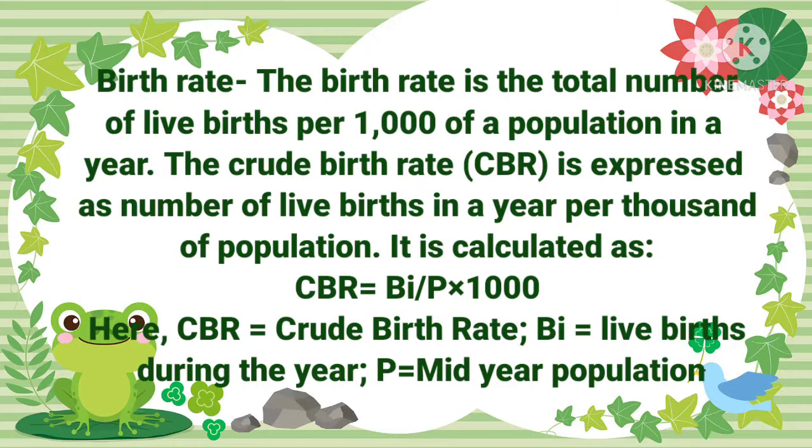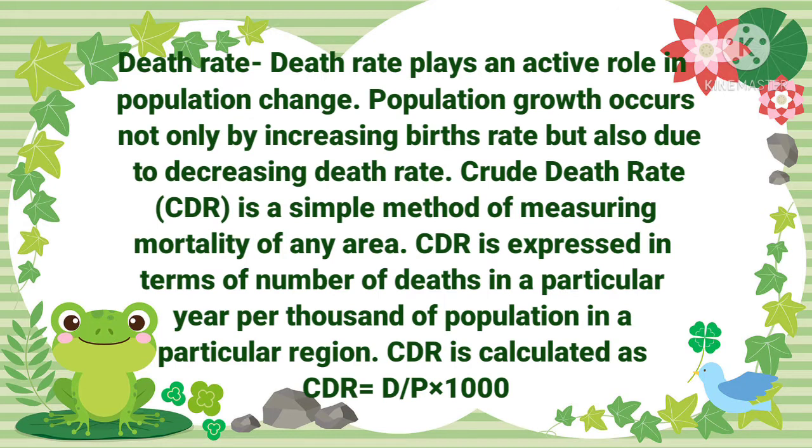The birth rate is also known as the crude birth rate. It is the number of live births per thousand of population for a region in a year. And on the other hand, the CDR, which is also known as the crude death rate or the mortality rate, is expressed in terms of number of deaths per thousand population for a region in a year.